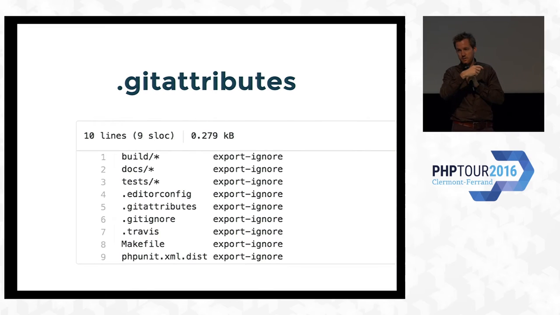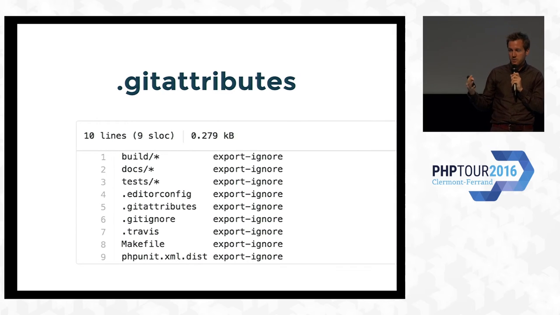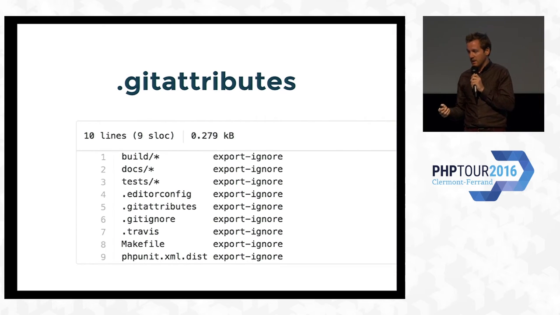This is what is in the guzzle repository. And when you install Guzzle with prefer-dist, you will see that in the vendor folder, the guzzle folder will not have a build folder, no docs, no tests. So those useless files are actually excluded.